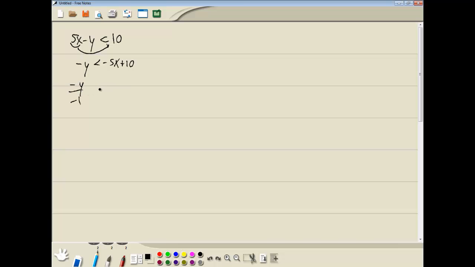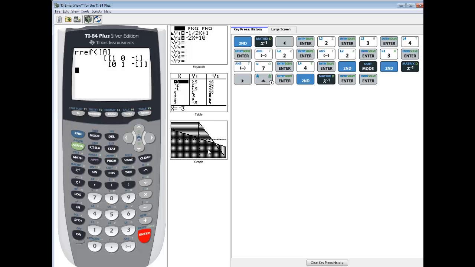Divide everything by negative 1. And when you do that, it flips your inequality symbol. So we're going to get y is greater than 5x minus 10. Now it's a greater than, so it's going to look like this. Upper right hand triangle. So let's put this in first.